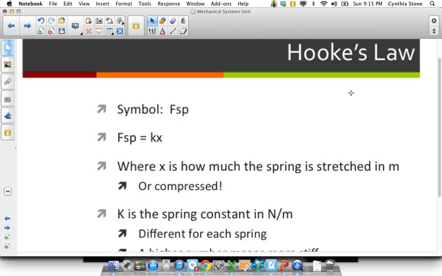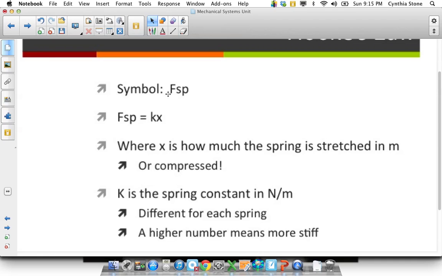So just a few things. Hooke's law is this equation right here, okay? And all it is saying is spring force, I'm going to call it FSP, F with a little s and a little p to stand for spring, and it's equal to K, which we don't know yet, times X, and X is how much the spring is stretched or compressed. Stretched or squeezed. Excuse me. And this K is different for every spring. It's called the spring constant.